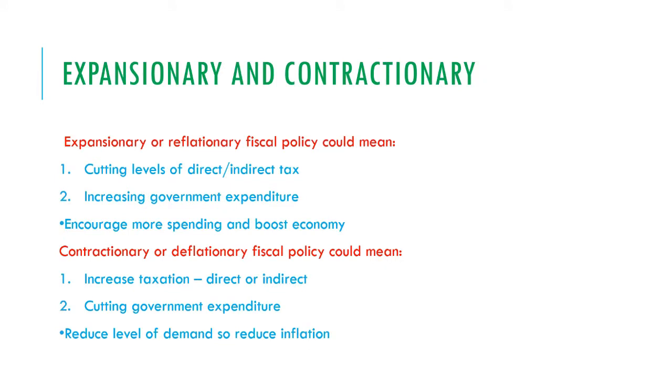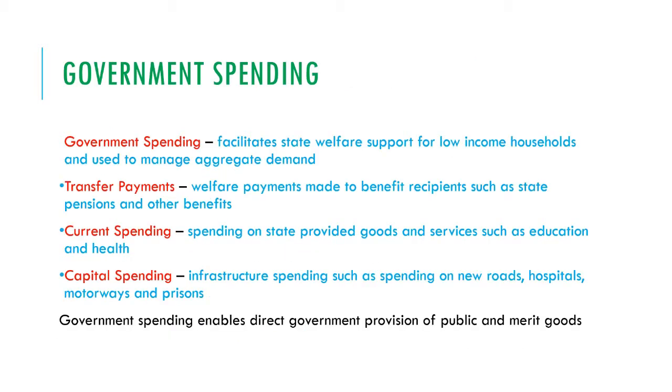You also have expansionary and contractionary, so we're going to go into more depth on these here. If you use an expansionary or reflationary fiscal policy, you'll probably have to cut levels of direct or indirect tax, which will increase government expenditure and encourage more spending and boost the economy. If you have a contractionary or deflationary fiscal policy, you'll have to increase tax through direct and indirect taxes, whilst cutting government expenditure, reducing the level of demand and reducing inflation. These both can be necessary.